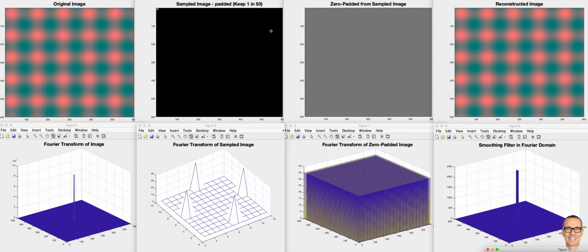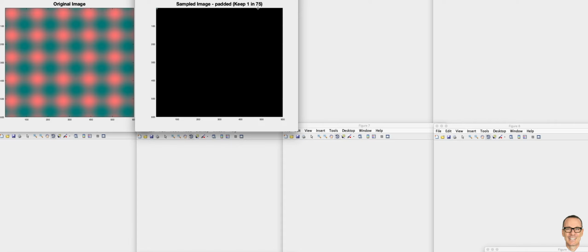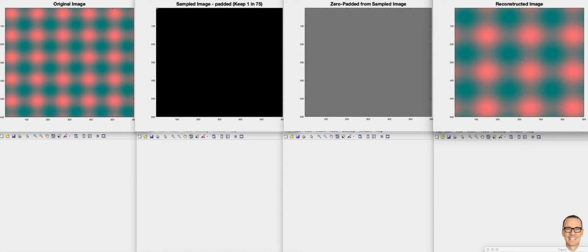So let's try beyond 1 in 50. We're going to violate Nyquist's criterion now. So now we're only keeping 1 in 75. So instead of storing 600 by 600, if our image only has these low frequencies in it, then we could get as low as 1 in 50. Let's see what happens if we do 1 in 75. Then our reconstructed image looks like this.